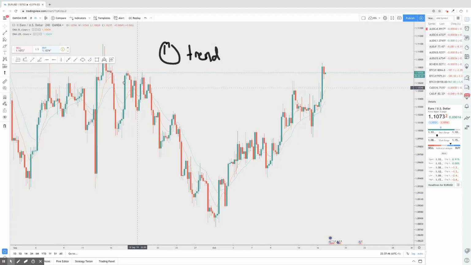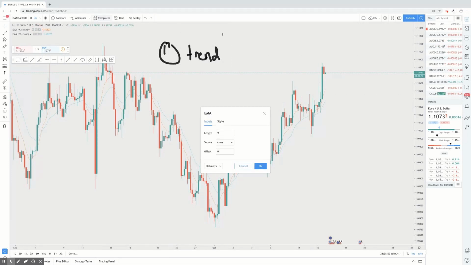I do not always have moving averages plotted on my chart either. It's not something I keep here, okay? I'll only put them on when I'm either looking at a trend or to help me confirm an entry, and I'll get into that in a little bit.